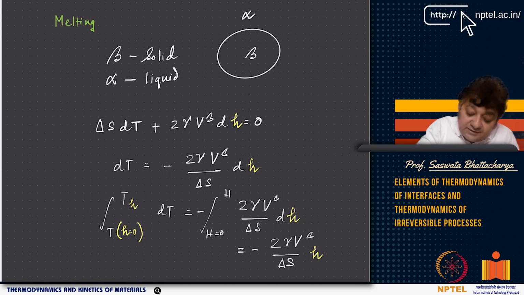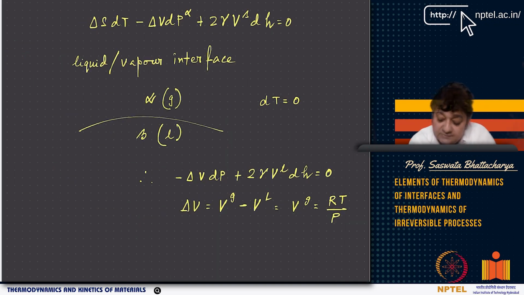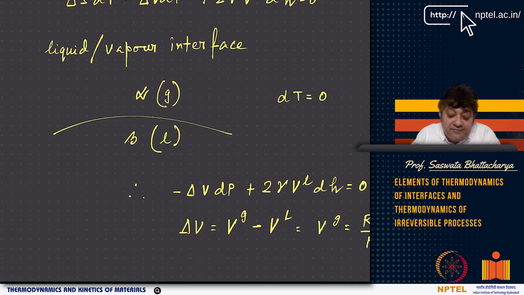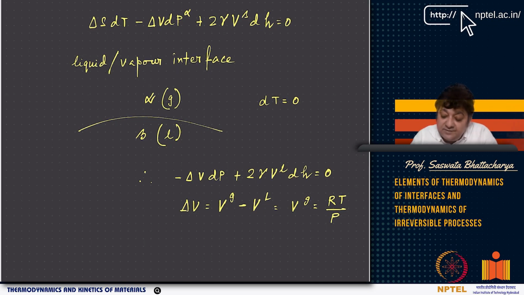Right, how do you get this equation? You have delta S dT and you have 2 gamma V beta dH, which is equal to 0. So S dT minus V dP is what I am trying to look at. Here you have minus delta V dP, so you can basically prove it, because this is delta S dT minus delta V dP plus 2 gamma V beta dH. Now if you look at that, you have delta V dP and you have 2 gamma this term, and you are basically taking delta dT equal to 0.